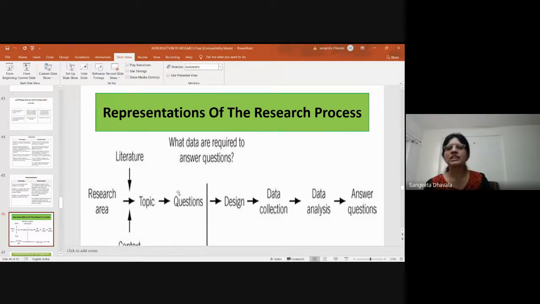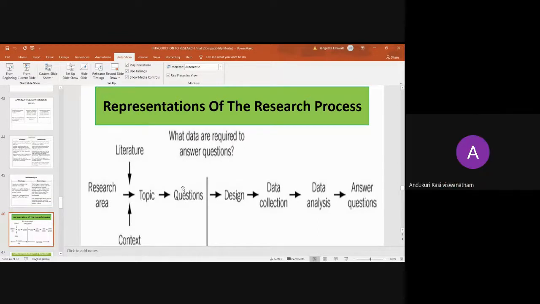Like you see, representation of the research process, the entire process. Where does it start?